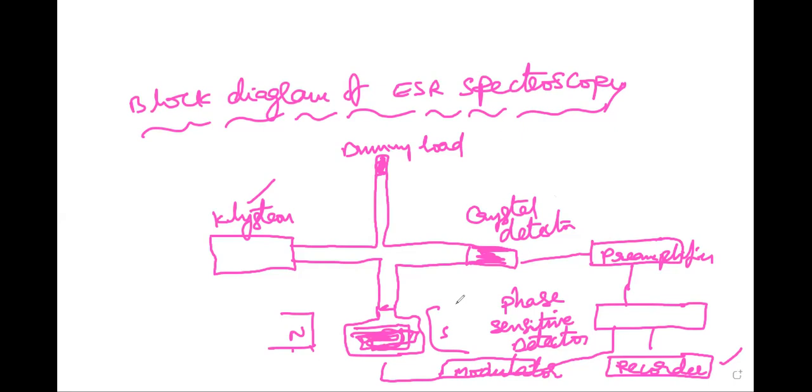When the bridge is in a balanced position, microwave power flows only in 2 arms, the cavity arm and the dummy load arm. This is arm 1, this is arm 2, this is arm 3, this is arm 4. So the bridge is balanced. The microwave power flows only in 2 arms, one to the cavity and the other to the dummy load.